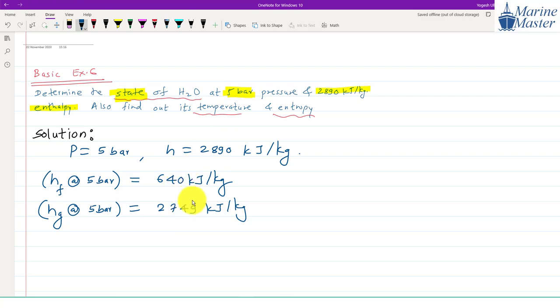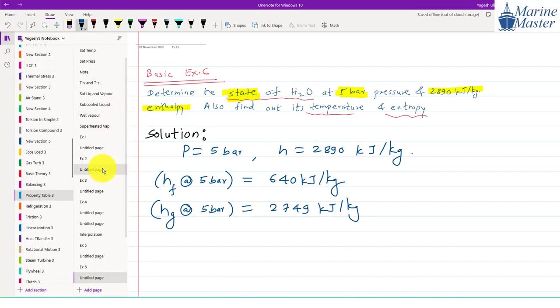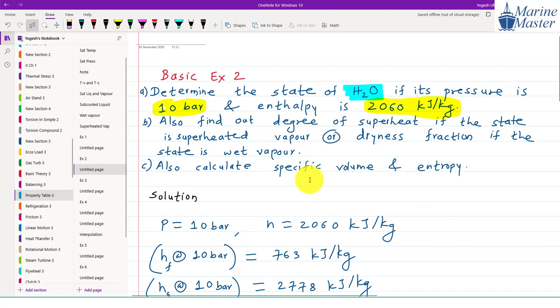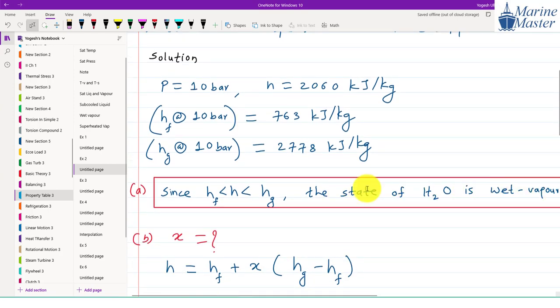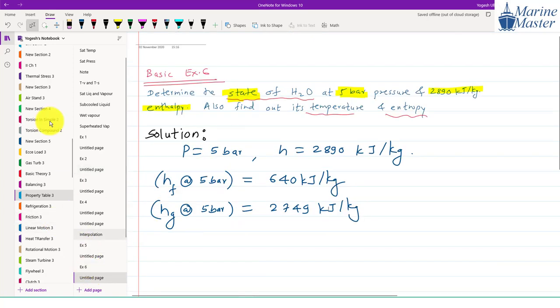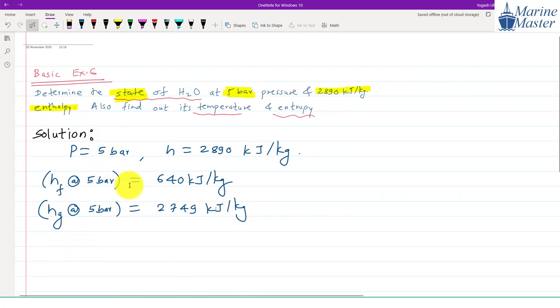If it lies between these two values, then the state is saturated wet vapor, guys. Now we have seen one numerical. If you remember our basic example 2, enthalpy h2 was 2060, which lies between hf and hg, so the state of H2O was wet vapor. But in this question, does the value of h lie between these two? No, it is higher than this one.